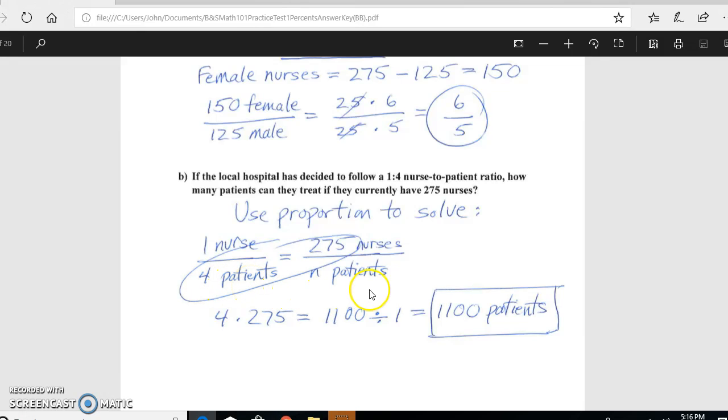And then the second sentence tells us we have 275 nurses, and how many patients are we going to be able to treat. Now nurses has to go on the top, because we put nurses on the top over here, and patients are on the bottom on both sides. And then we look for the two numbers across from one another, we multiply, and then we divide by that leftover number, which is 1, which doesn't change the number at all, and the answer is 1,100 patients.